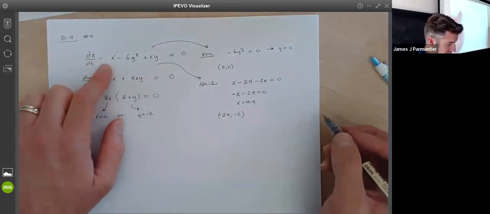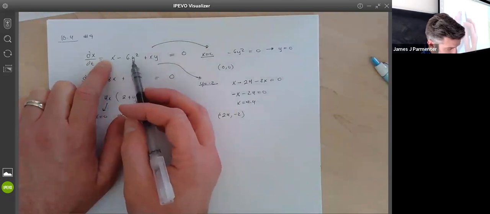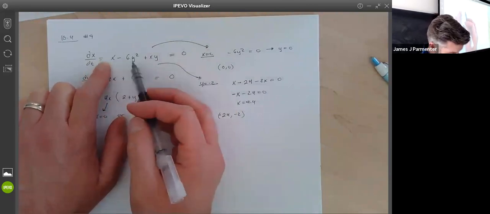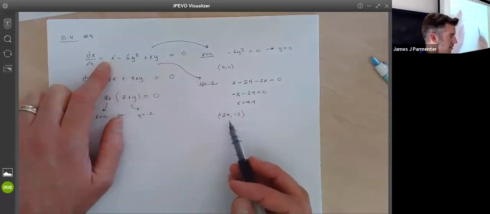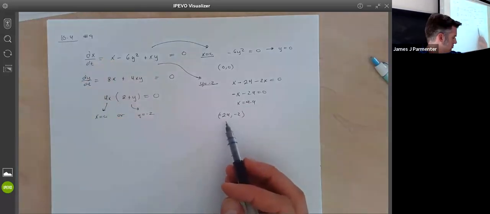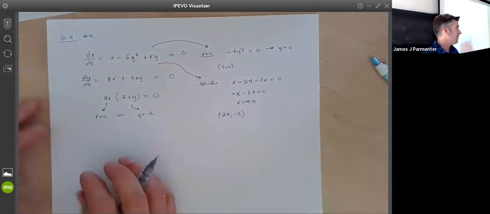And now if I plug in negative 24, let's see. Negative 24 and then minus 6 times 4 is another minus 24, so minus 48. And then plus x times y, it's 48. Yeah, that works out. That's 0. So good. Okay. And now we want to find the linearization.